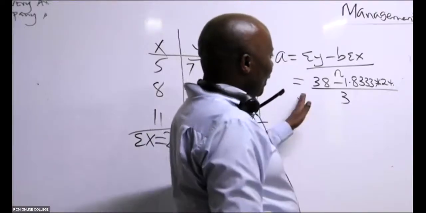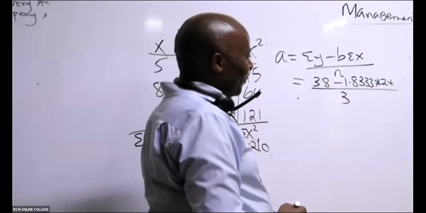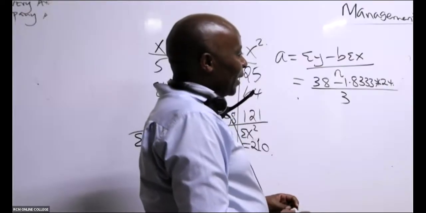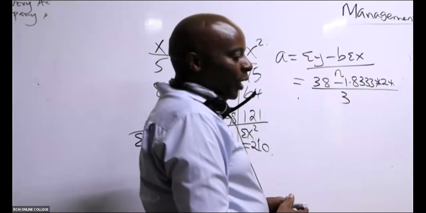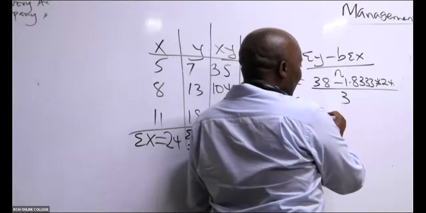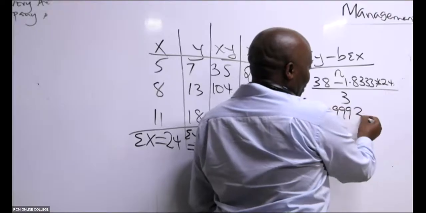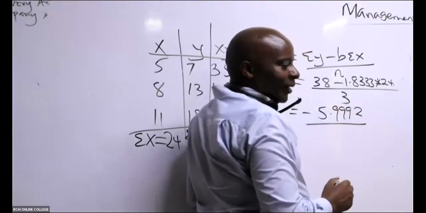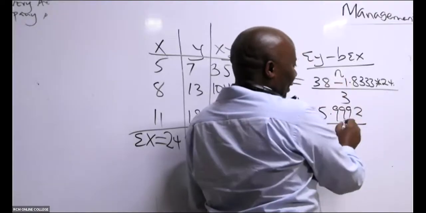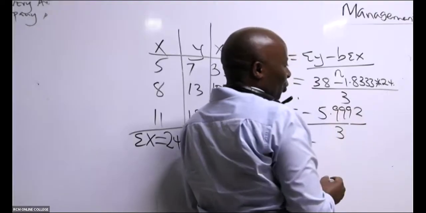38 minus 1.8333 times 24 will end up giving me what figure? Negative 5.99, there are three of them. Two of them. Like that, right? 5.9999, and then 2 over 3. So then the final answer for A will be equal to what?